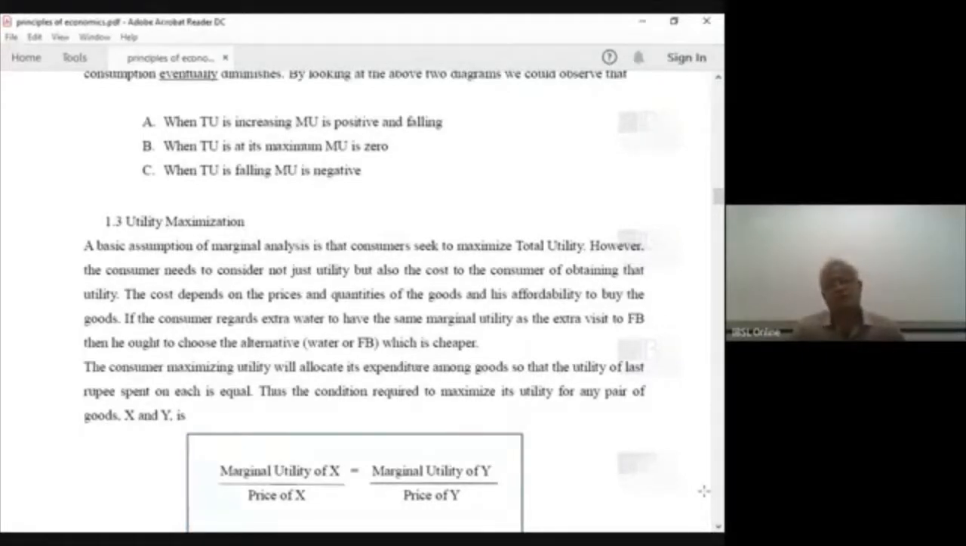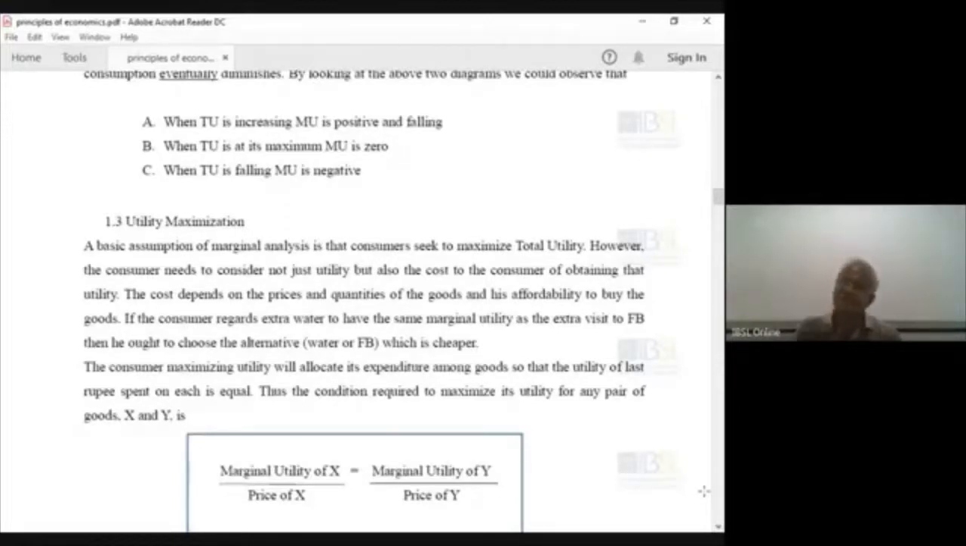Next one, 1.3. Now we know what utility is. What is the difference between total utility and marginal utility? What is the law of diminishing marginal utility? We said it is the most important law in economics, true for consumption of any good or service. Now we are going to discuss utility maximization. Now we said consumers consume to get some utility, satisfaction.